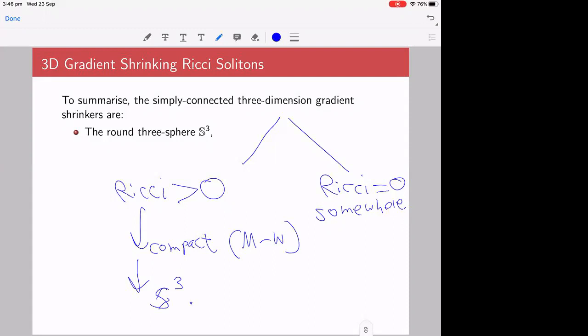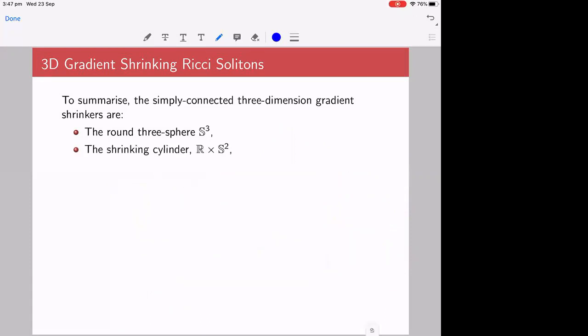On the other hand, if the Ricci curvature is 0 somewhere, then we split into the product of a two-dimensional gradient shrinking Ricci soliton and R, and we know what these look like. They have to be the sphere or CP^n. So what that means is that the only simply connected three-dimensional gradient shrinking Ricci solitons are the three-sphere, the shrinking cylinder, and just flat Euclidean space R3. But remember that we're not interpreting flat Euclidean space as Ricci flat, we're more interpreting it as the Gaussian shrinker.